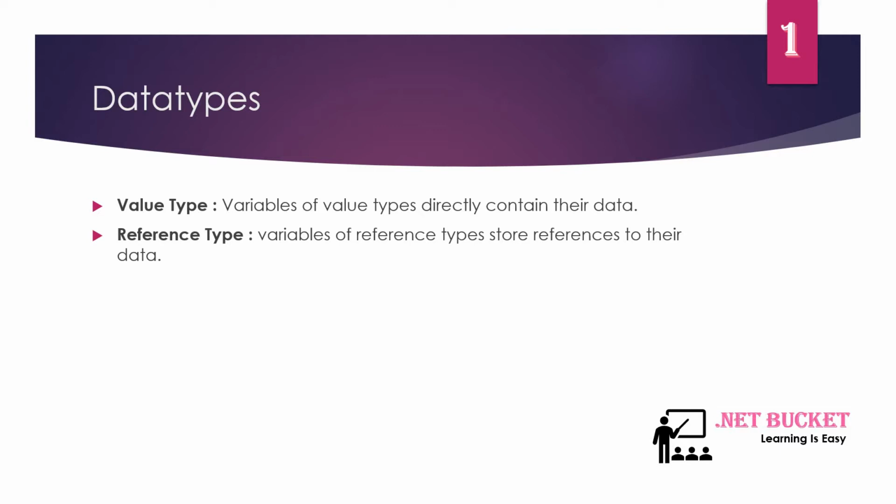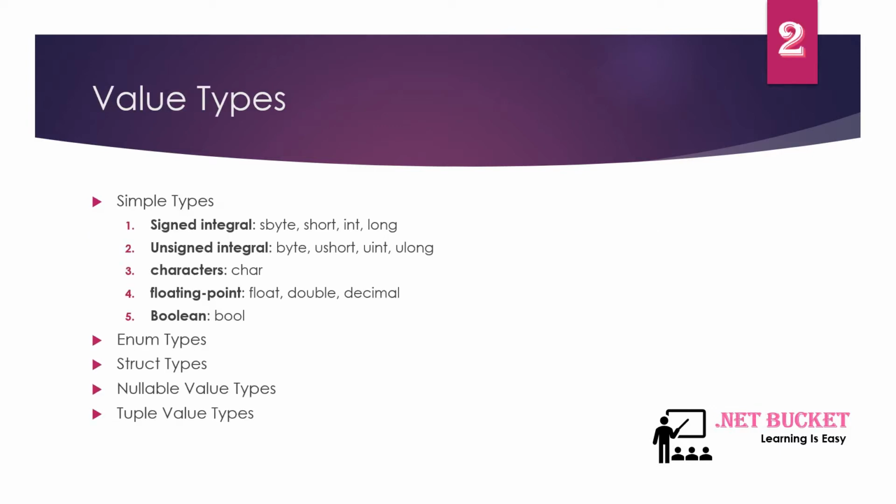So the difference is simple. A value type directly contains the data, whereas a reference type variable contains the memory location or memory reference of the data where the actual data is being stored. Okay, so value types we can categorize into multiple types.